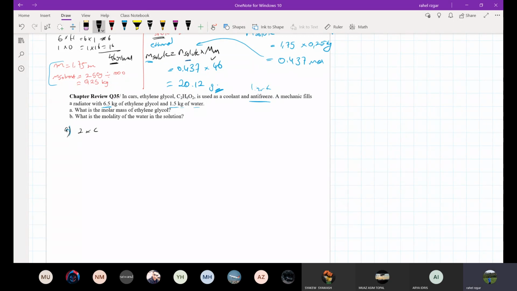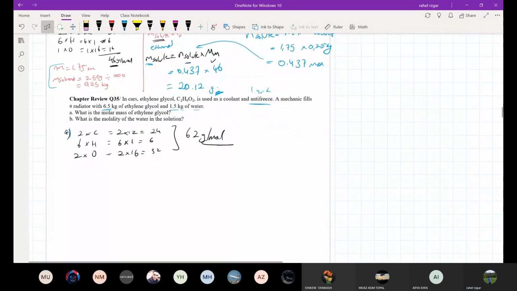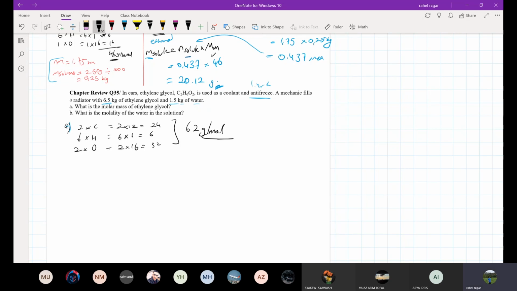We have 2 carbons, 6 hydrogens and 2 oxygens. 2 carbons, 2 times 12, we get 24. This one is 6 times 1, we get 6. This one is 2 times 16, it's 32. And in total, we get 62 grams per mole. That was A. What about B?